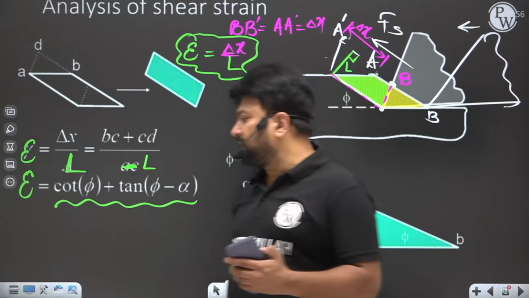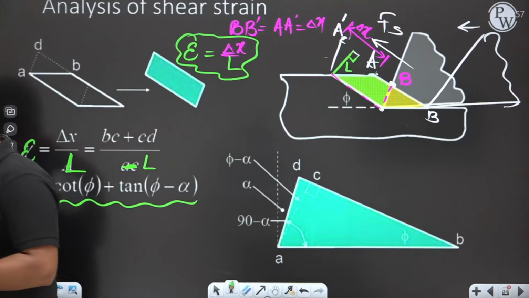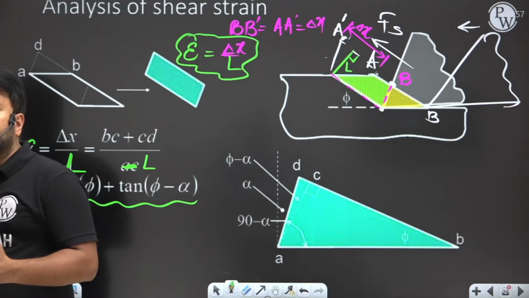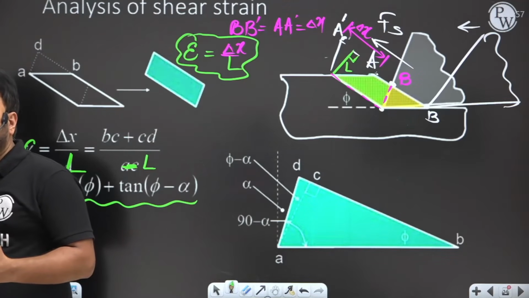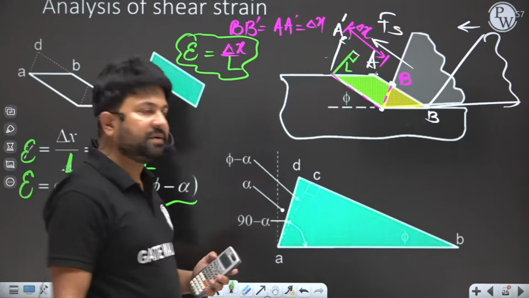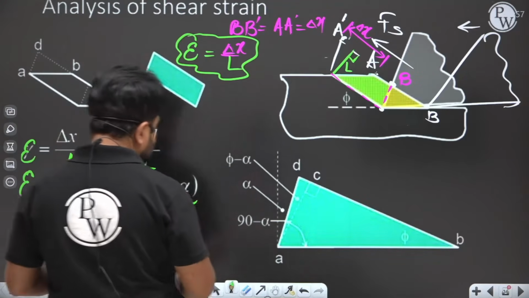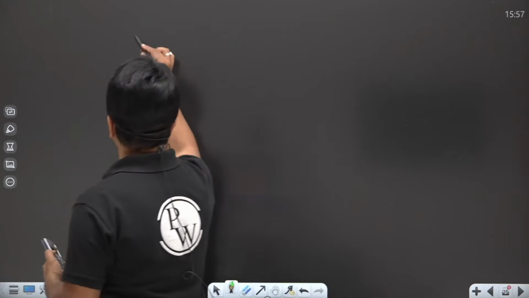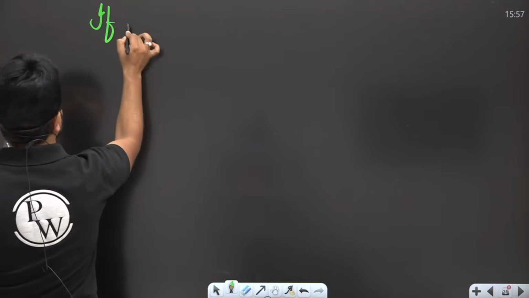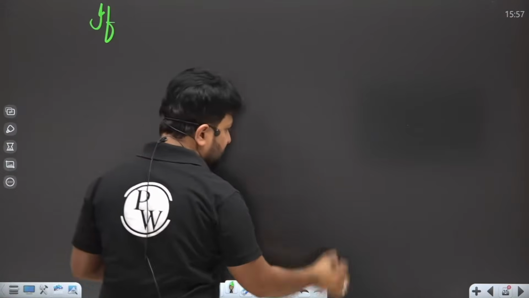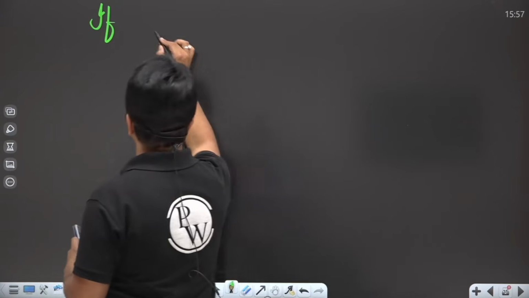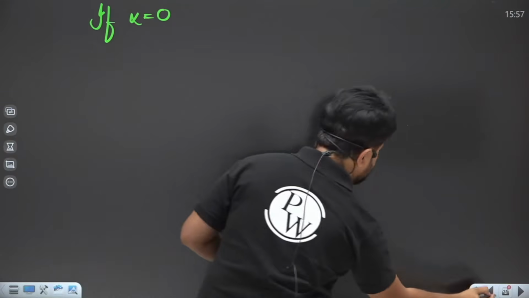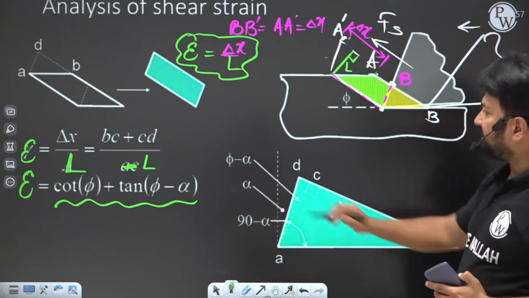So you have to remember this relation. This relation is very important for you people. Now, one question: suppose that alpha is 0. Let me see, this is cot phi plus tan of (phi minus alpha).